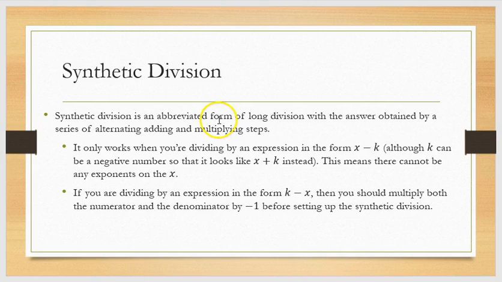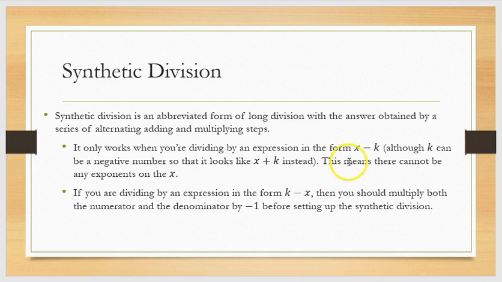A couple important rules for when you can use synthetic division. It only works when the polynomial is being divided by something in the form x minus k. So that does mean that you might have x plus k, because that would mean k is a negative number. But most importantly, it means that you cannot have anything like an x squared or an x cubed. So there cannot be any exponents on the x. It has to be an x to the first power, which is what we call a linear expression.